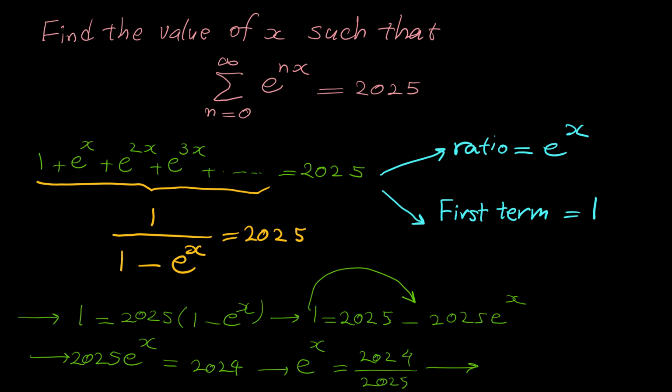And for solving this, probably you know that when we have e to the x equals something, x is ln of that thing. So x is ln of 2024 over 2025.